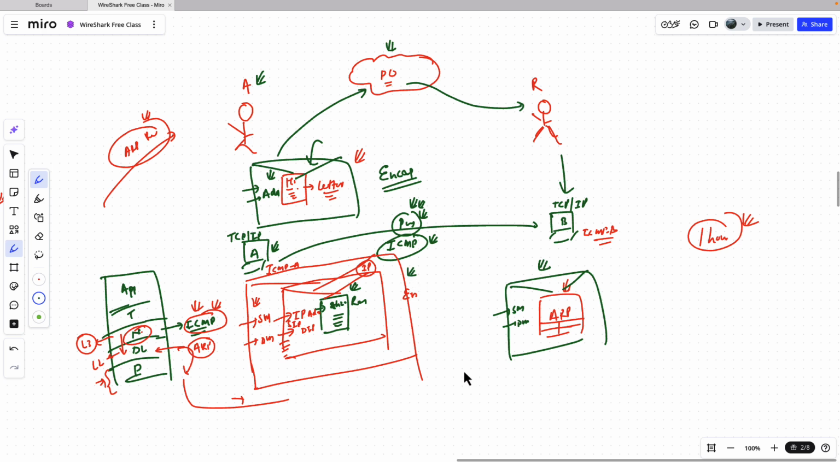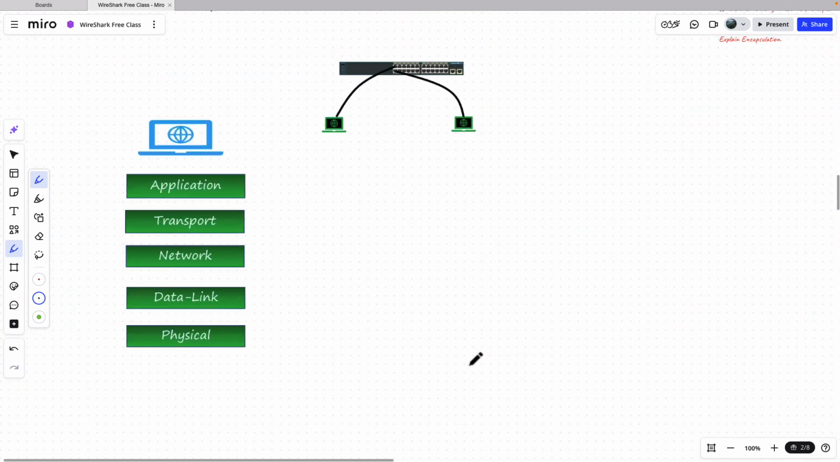Very, very interesting. It is absolutely necessary to understand who is creating the message and where that message is with respect to the TCP/IP layers. I'll give you another example because this is so crucial to understand.